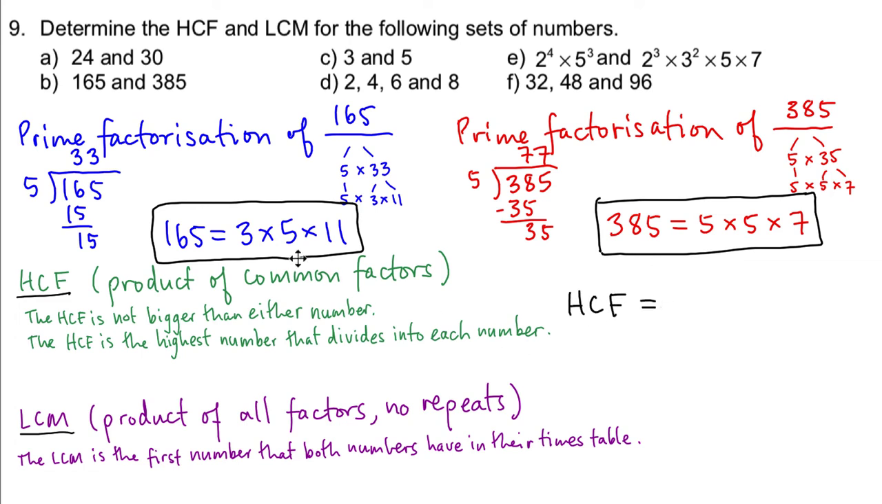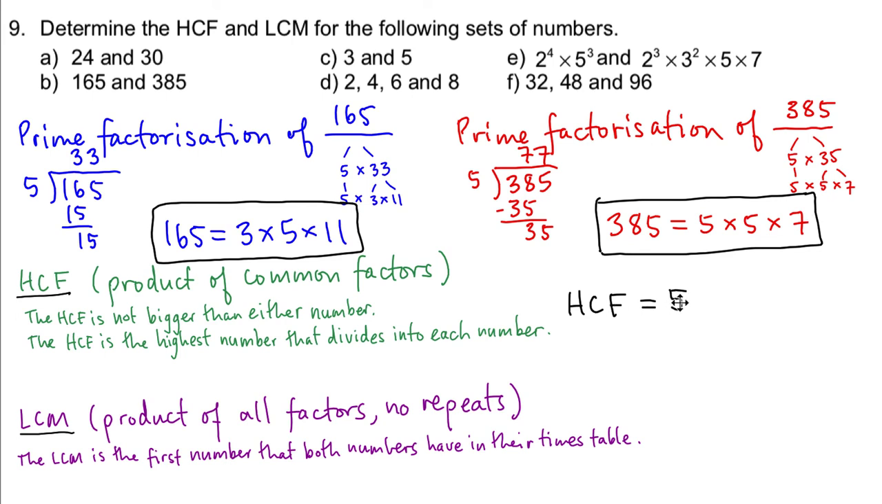HCF is equal to, well, do I have a 3 factor that's common to both? I have a 3 here, but not here, so it's not common. What about 5? 5 is here, and I have a 5 here, so there's 1 5 common. Then I have an 11 here, but not over here, so 11 is not common. I had 1 5, but not a second 5, so a second 5 is not common. And I have a 7 in red, but not in blue, so a 7 is not common.